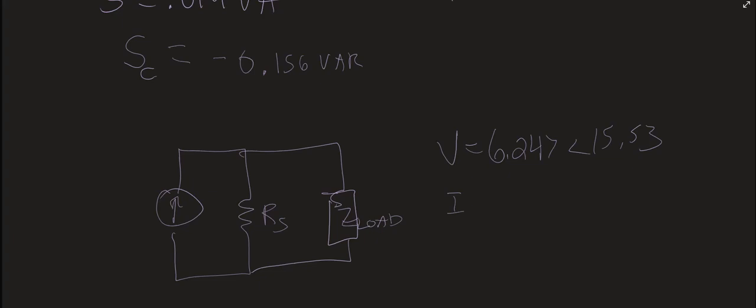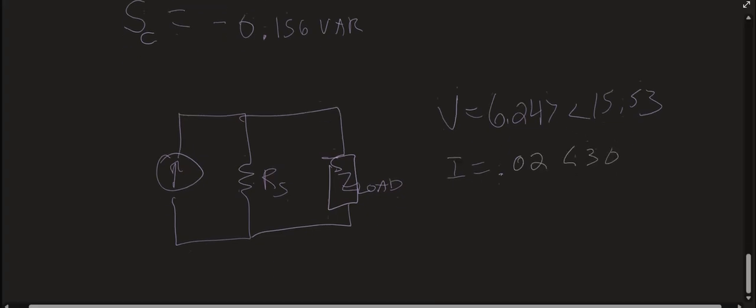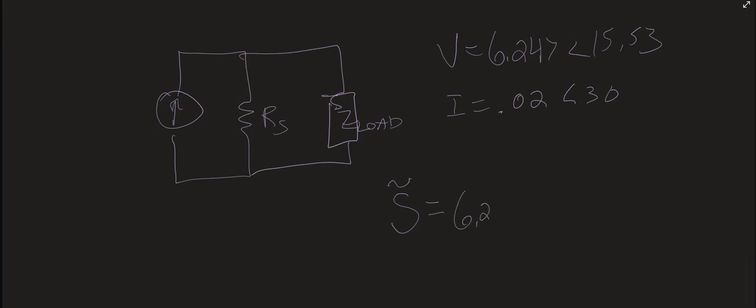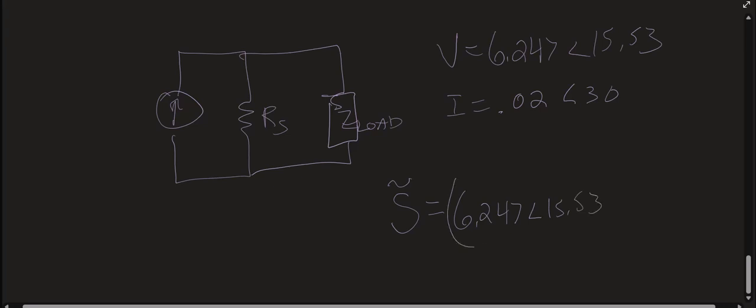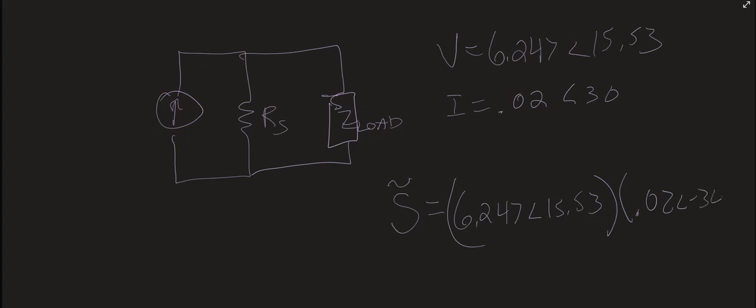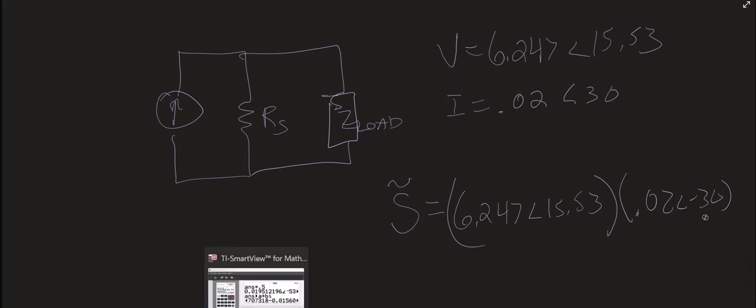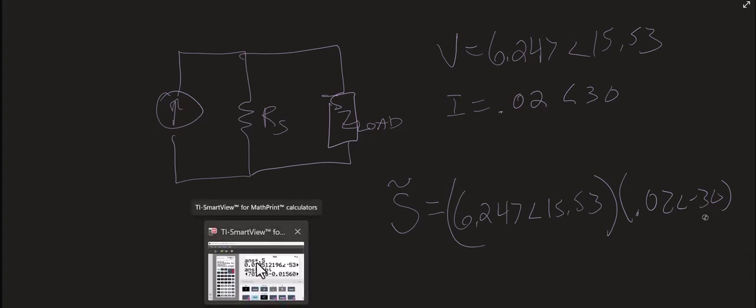The current for our current source, it's a current source, so we know what it is. It's 0.02 angle 30. So our complex power will be 6.247 angle 15.53 times 0.02 angle negative 30, times 1/2.